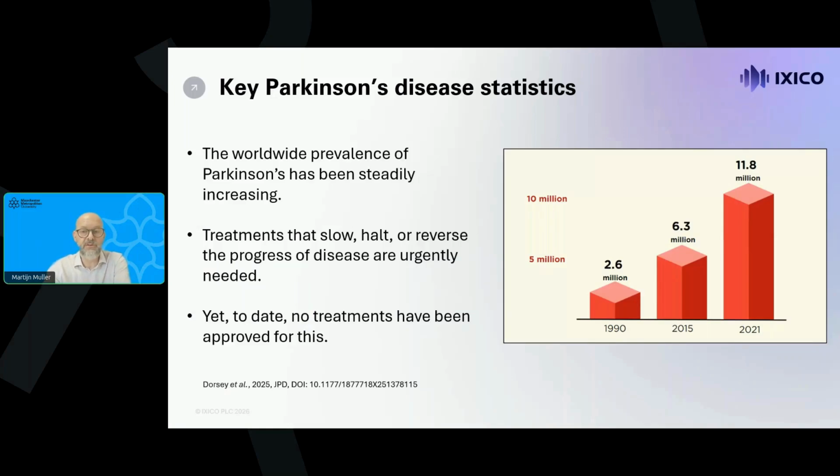So Parkinson's disease is one of the fastest growing neurological disorders worldwide, and the number of affected individuals continues to rise globally. And in 2021, there were already 11.8 million people with Parkinson's disease. Despite the availability of symptomatic treatments, we still do not have an approved therapy that slows or halts disease progression.